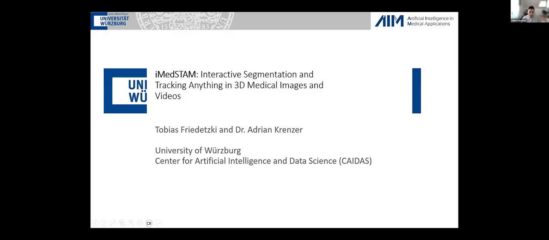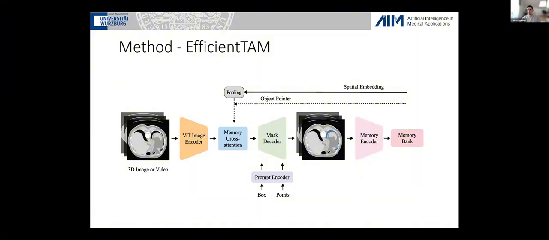Basically, we use the EfficientTAM architecture, which is a more lightweight version of the popular SAM2 model that can segment any objects in videos. And for 3D images, we first slice the volume along its third dimension and then process these 2D slices sequentially.